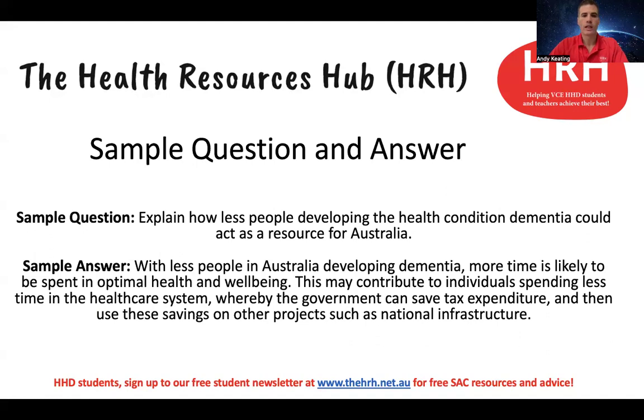This question here doesn't necessarily say optimal health and well-being, but it does talk about less people developing a health condition. And so in your mind, you should be thinking, if less people are developing a health condition, that means more people are likely to be experiencing high levels of optimal health and well-being. And because it then says acts as a resource for Australia, in your head, you should be thinking, it mentions that term acting as a resource, so that's likely related to this key knowledge point. And it's talking about Australia, so that's nationally.